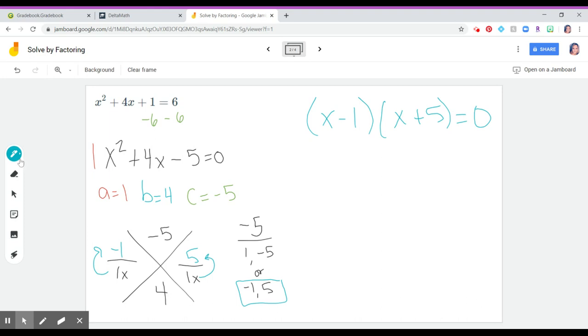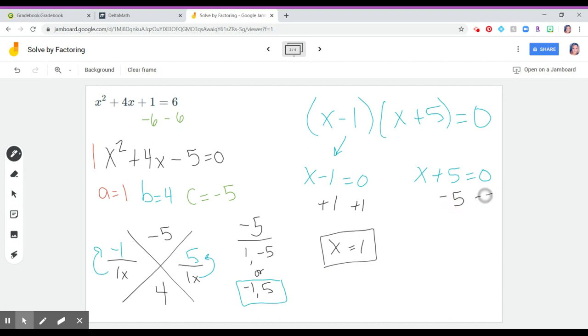And again, to solve, you're going to take each of these parentheses. So x minus 1 equals 0 and x plus 5 equals 0. So what we're going to do is solve. I add 1. So 0 plus 1 is 1.